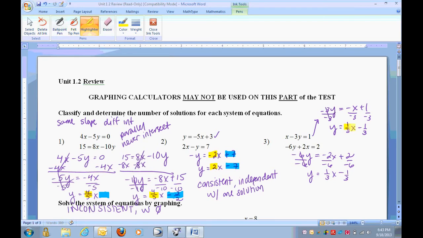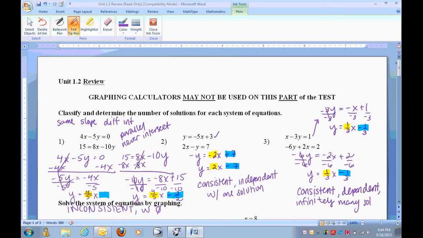All right, well, you notice that they have the same slope. And we know that they have the same intercept. So we know that they are the same line. Okay, and if they're the same line, that means that they're always intersecting. So they do have a solution. In fact, it's consistent and dependent because they are always intersecting. They have infinitely many solutions.